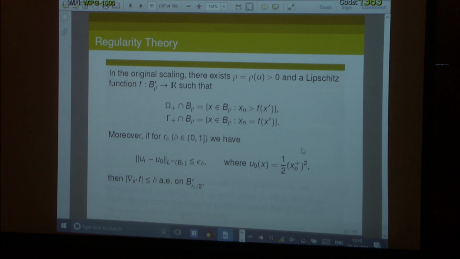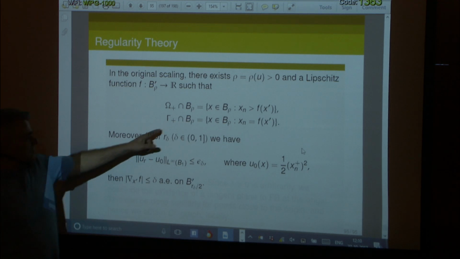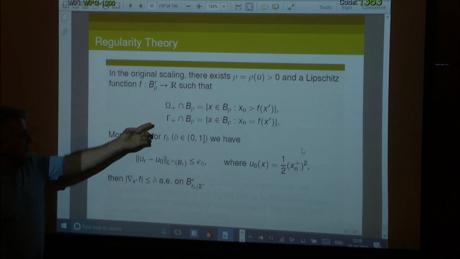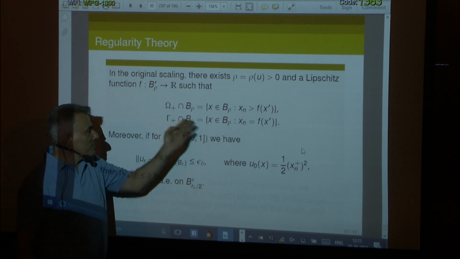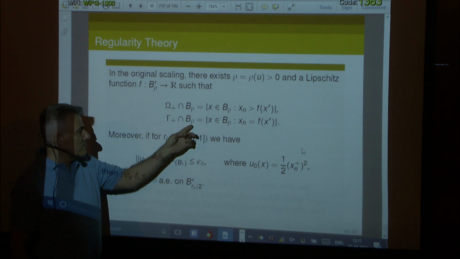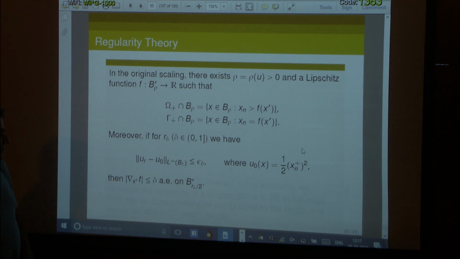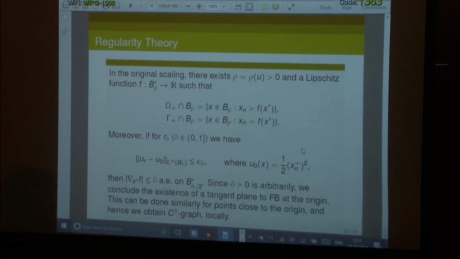So what you have to do is go back to the original scaling, and you get that the free boundary stays above this graph, and below it is exactly the graph, and above it is the set where u is positive, but this rho is very small. You can improve that Lipschitz norm, delta, by taking it much smaller. Basically, that's the geometric explanation I gave you for how you can improve this.